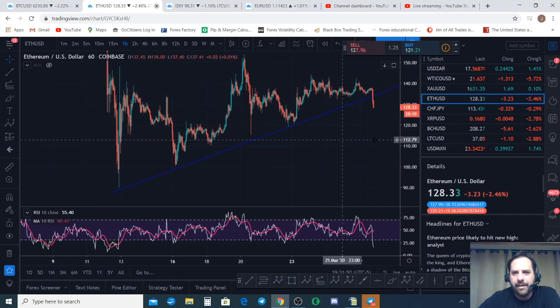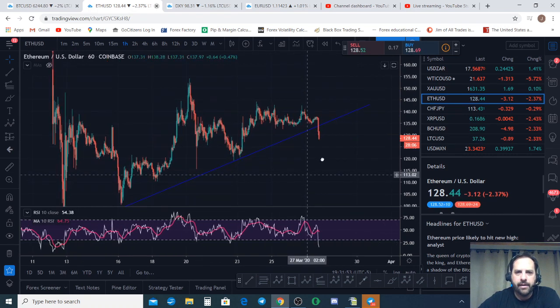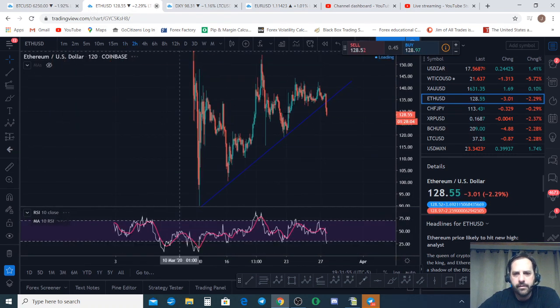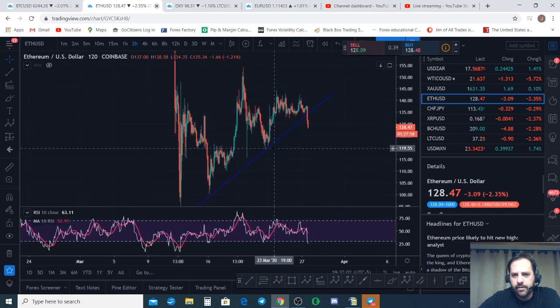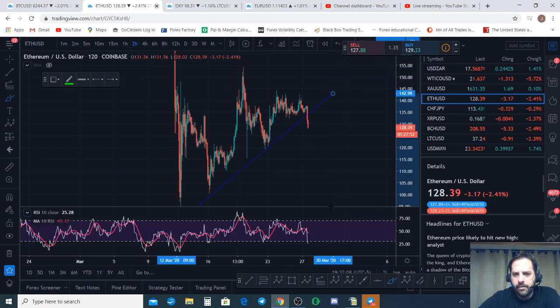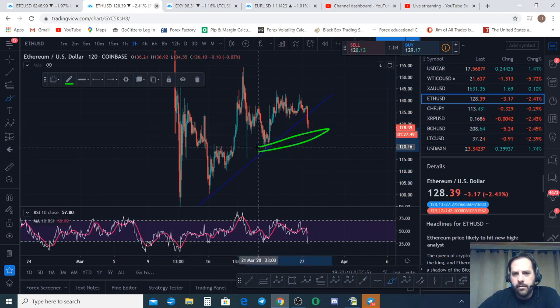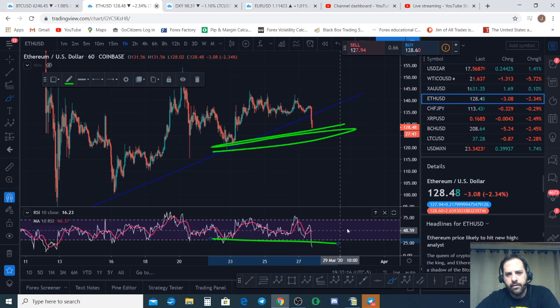Just trying to see if there's any clues for us that would help us here. Right now we still have hidden bullish divergence. Price going up, RSI going down. That's the 2 hour. You see it more drastically on the 1 hour.